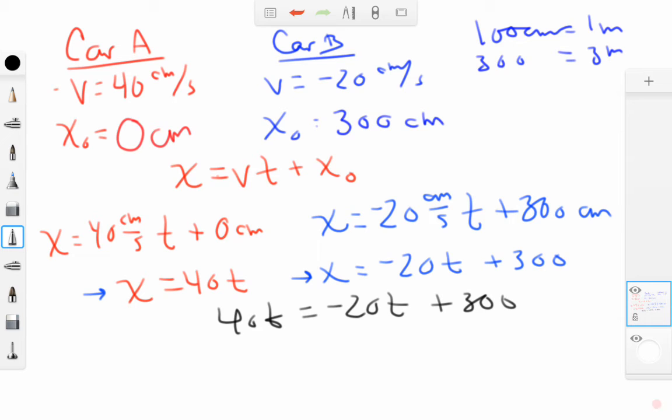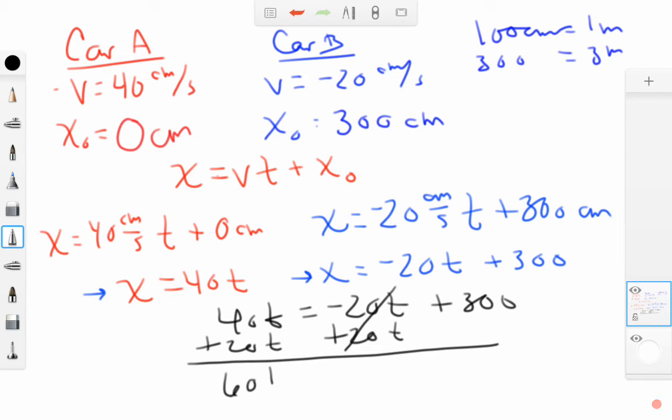To solve this equation, we want to have all of our variable terms on one side of the equation. So to get the negative 20t to cancel out on the right-hand side, I will add it to both sides of the equation. This will cancel out on the right-hand side, and on the left-hand side, 40 plus 20 is 60t, which will equal 300.